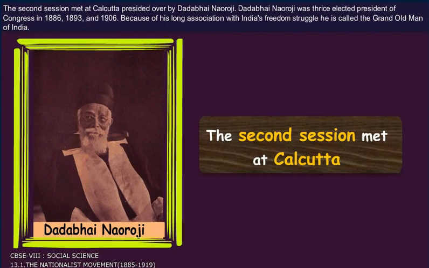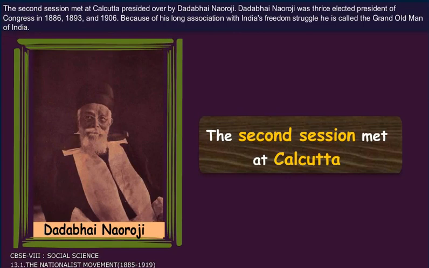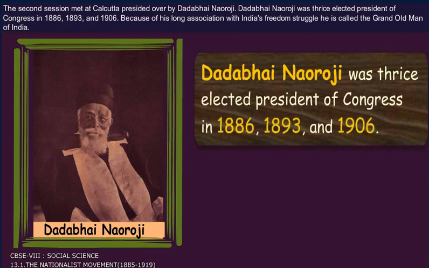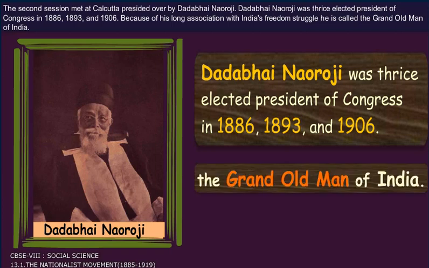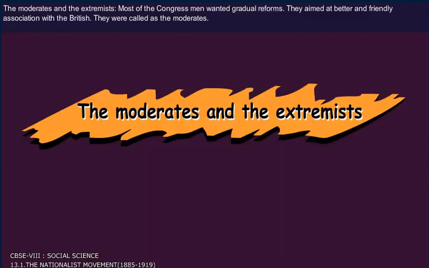The second session met at Calcutta, presided over by Dadabhai Naoroji. Dadabhai Naoroji was thrice elected President of Congress in 1886, 1893 and 1906. Because of his long association with India's freedom struggle, he is called the Grand Old Man of India.